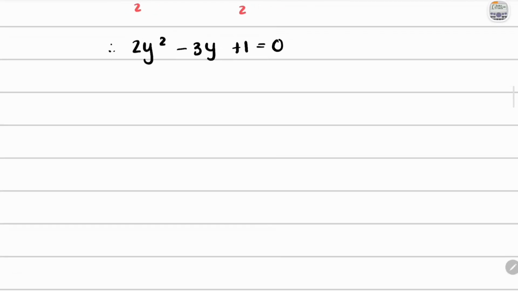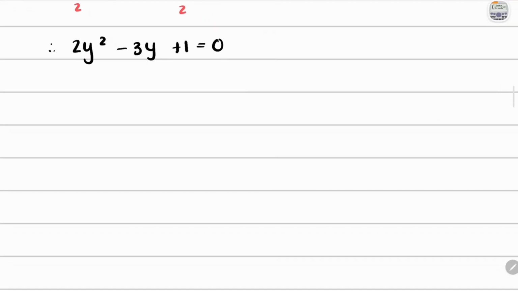Okay, so to factorize this, we can take the first term and the last term and we multiply them together. So that's going to be 2y squared times 1, which is just 2y squared. And now we're going to look for the factors of 2y squared that can give us the middle term, negative 3y. So because it needs to be negative, we can say negative y multiplied by negative 2y.